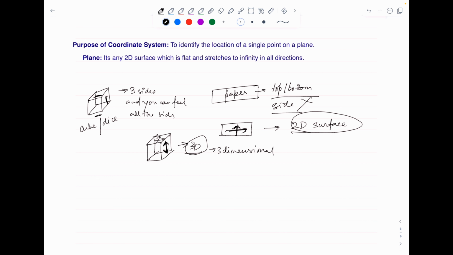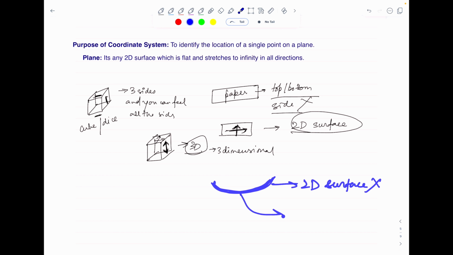Got my point? So it is saying that a plane is any 2D surface which is flat. See, if I take a paper and keep it on a table, then we say that the piece of paper is a 2D surface. If I take a paper and fold it like this, this is not a 2D surface anymore. This is a 3D surface.